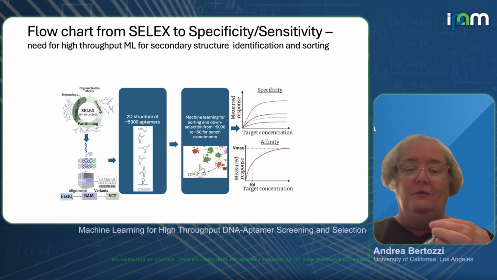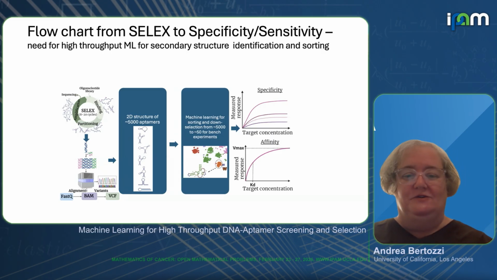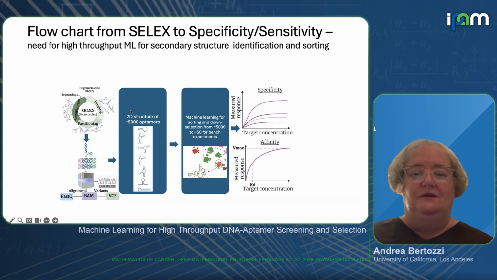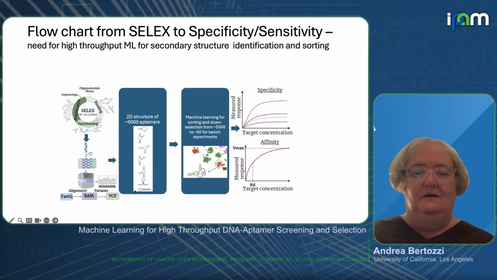So, how are we going to find those? We're going to find those by doing some very clever machine learning. And in order to do that, we also need to be able to identify folding structures for this single-stranded DNA. So, let's talk about that.